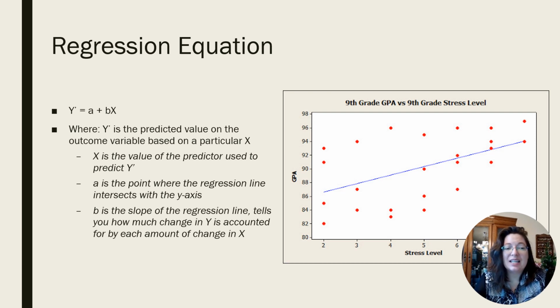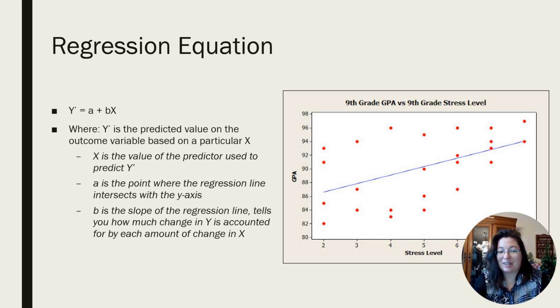So this is literally the equation for a simple slope. In this case, it is representing students' GPA versus their stress level. So what the regression equation allows us to do is predict a student's score on one variable when we know their score on a different variable. So if we know the student's stress level with this regression equation, we're able to predict using a regression model what their likely GPA is going to be.